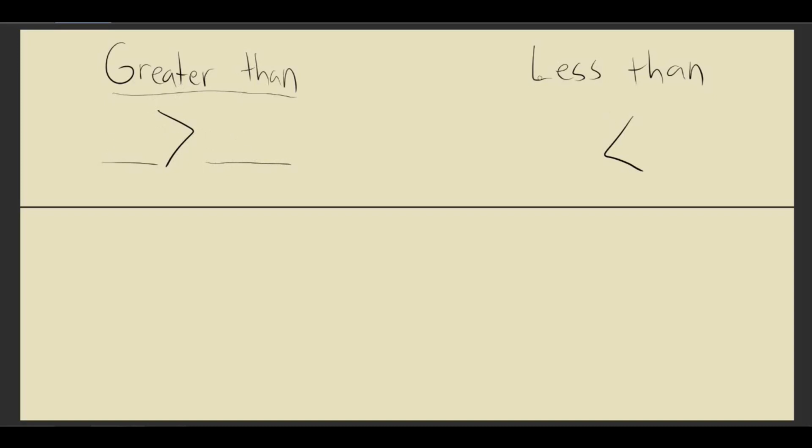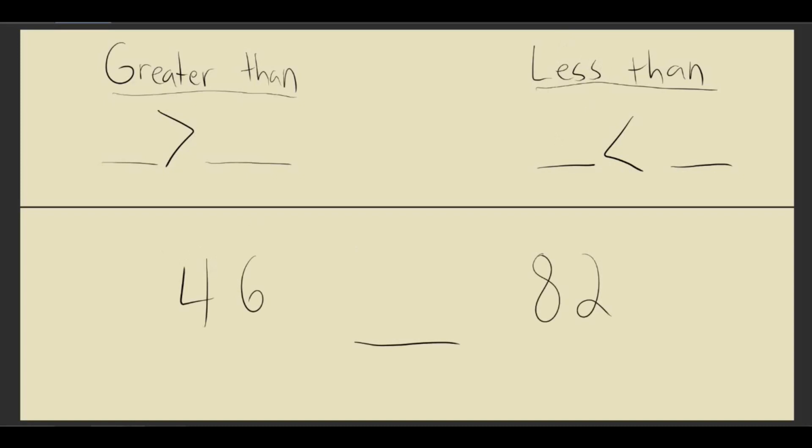Our second symbol is the less than symbol. This has a small point on the left and a large opening on the right. This means that the first number is less than or smaller than the second number. Now that we've gone over our vocabulary and comparing signs for today, let's get started with our first activity.